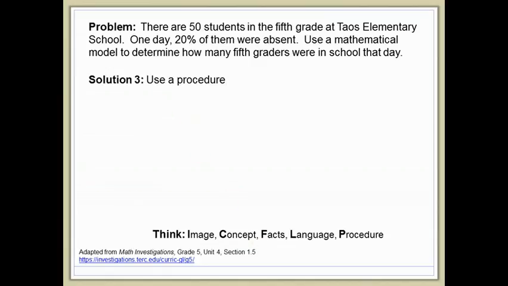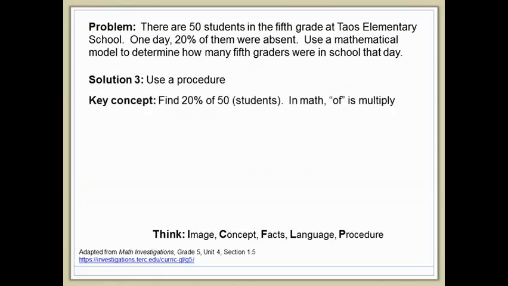So when we're using a procedure, we need to find the key concept in the problem. In this problem, the key mathematical idea is that we need to find 20% of 50. In this case, 50 students. But the math is 20% of 50. The other thing to notice is that in mathematics, the word of, which we see up here, is represented by a multiply. So there are multiple ways to do this.